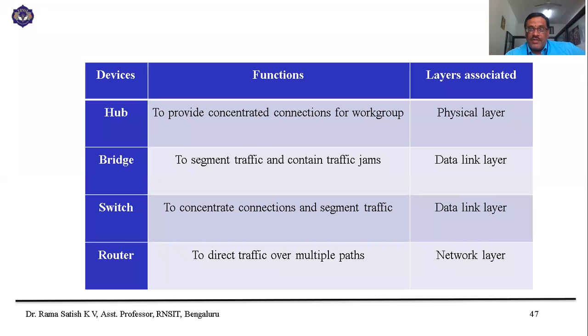And you should observe one very important thing. Hubs work in the physical layer, the physical layer of your OSI 7-layer architecture. Your bridge and switch work in the data link layer, and the router works at the network layer. Anyhow, we will be discussing all these layers in the upcoming classes.